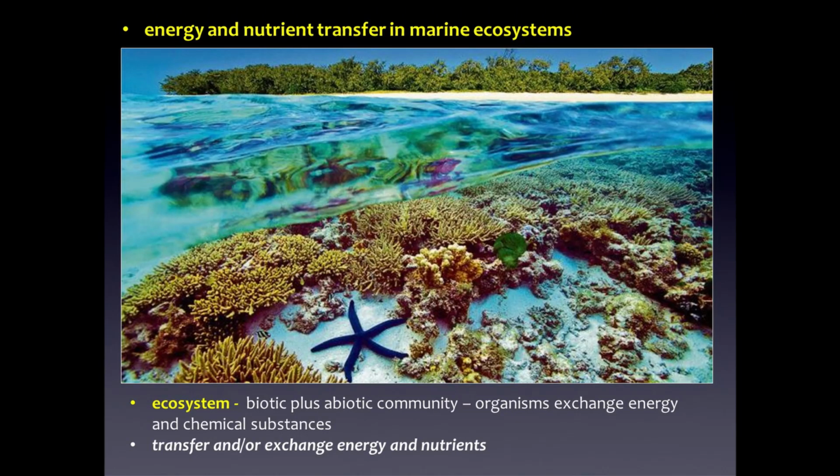The other term that we should be familiar with is ecosystem, and these are going to show up again in Module 11. An ecosystem represents the biotic plus the abiotic community: all the organisms that live within a community, plus all the non-living objects such as rocks and sediment. So once again, the coral reef is an ecosystem. We have all the creatures that live within the reef, the coral itself, and then any rock debris and sediment that form part of that coral reef as well. Within an ecosystem, organisms exchange energy and chemical substances. So we see this transfer and exchange of energy and nutrients within either a biotic community or an ecosystem.